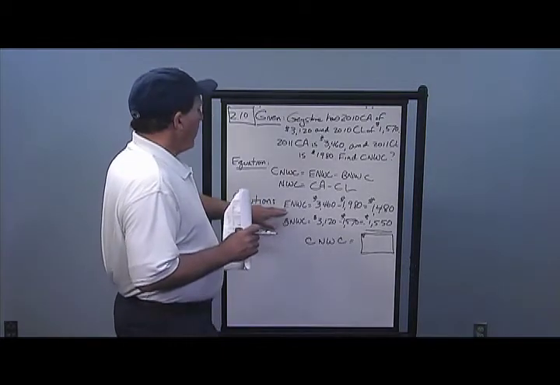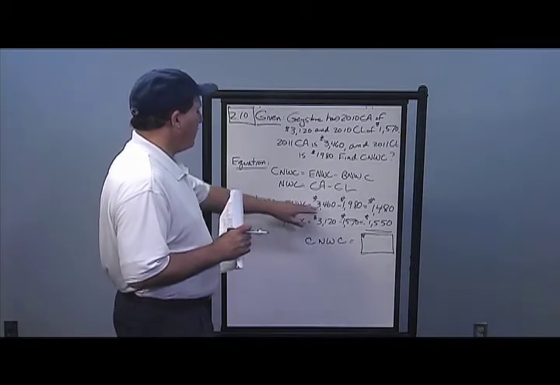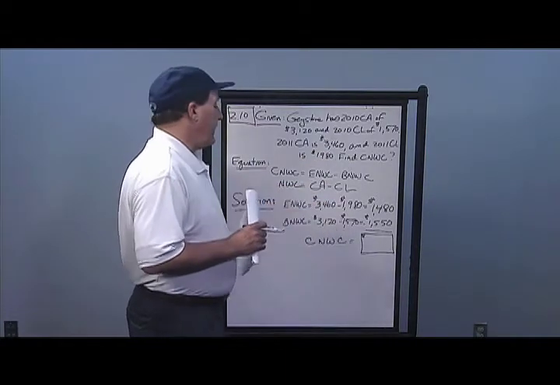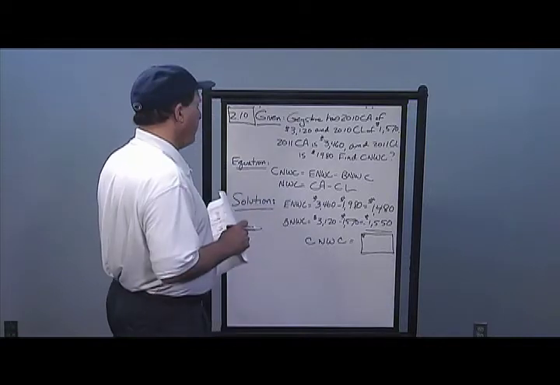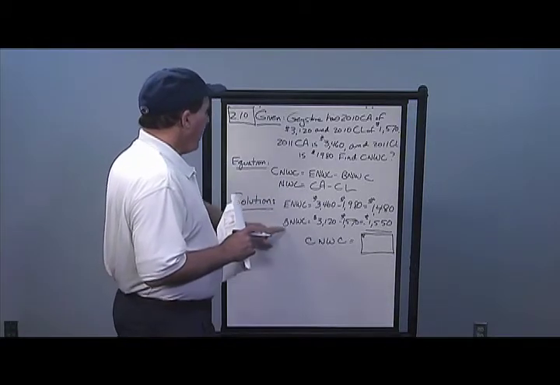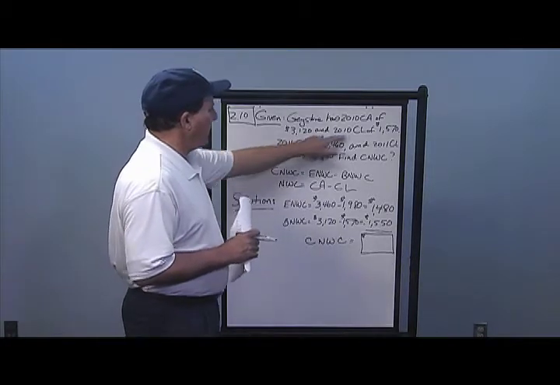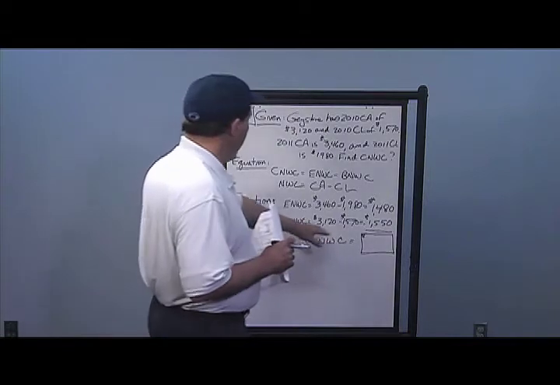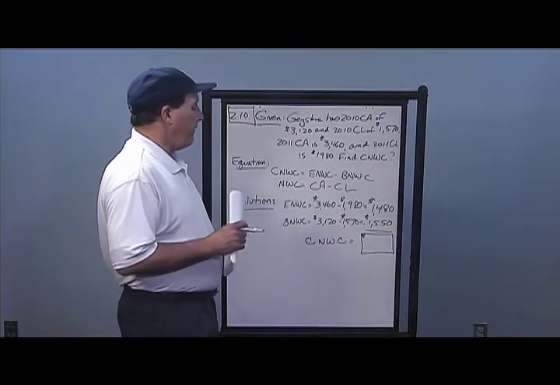So the ending net working capital is the 2011 net working capital, and that is 3460, less the current liabilities 1980. So I get an ending net working capital of $1,480 for Greystone. Beginning net working capital is 2010. I take their 3120 of current assets minus their 1570 of current liabilities, and I get a beginning net working capital of 1550.